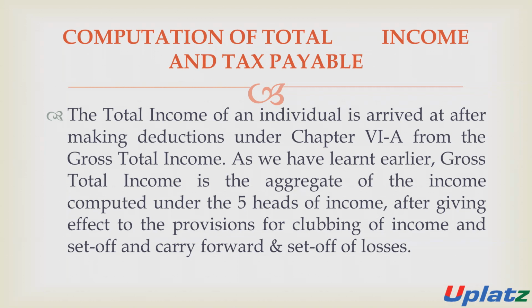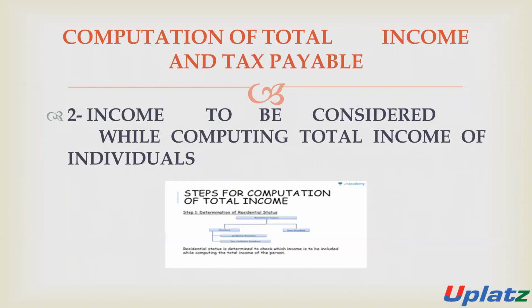After making deductions under Chapter 6A from the gross total income, we will calculate total income. And gross total income is the aggregate of income computed under the five heads of income after considering the provisions of clubbing, set off, and carry forward of losses. So this is the total income of the assessee.